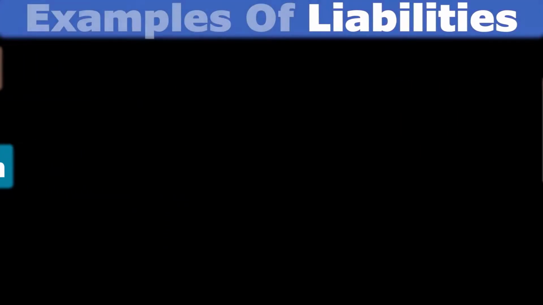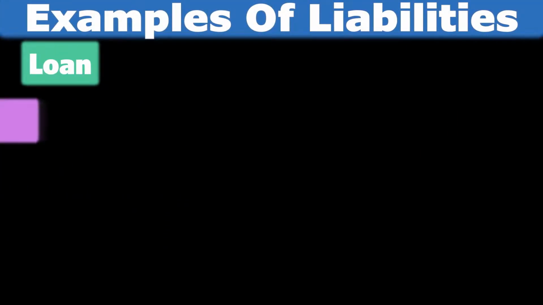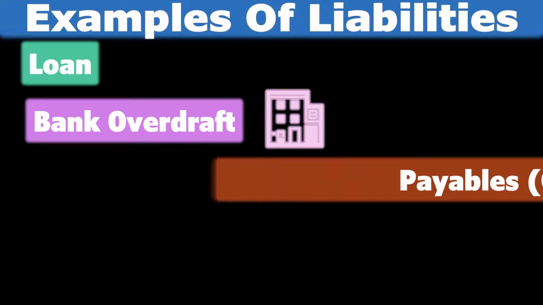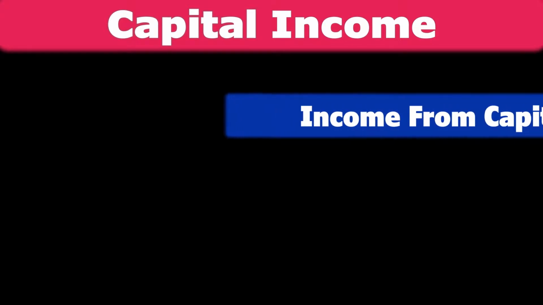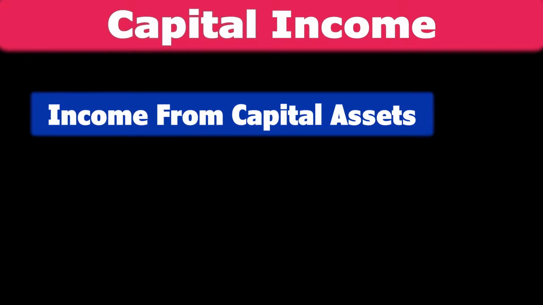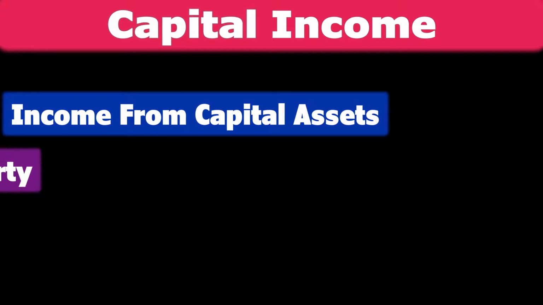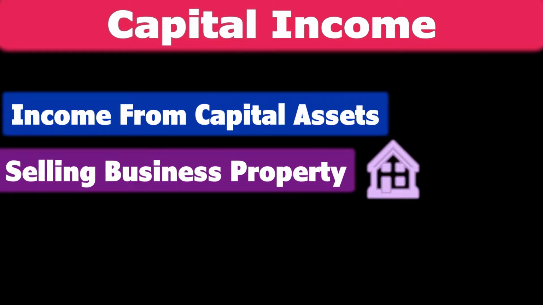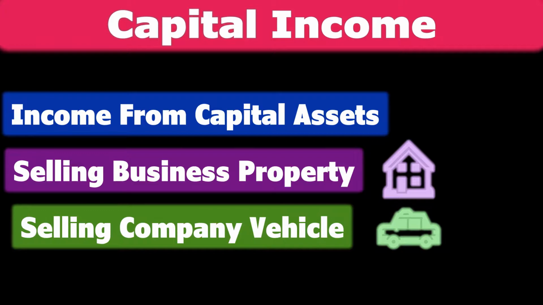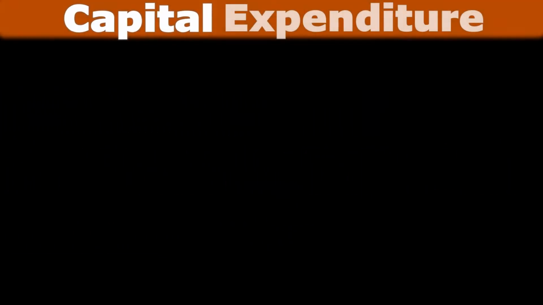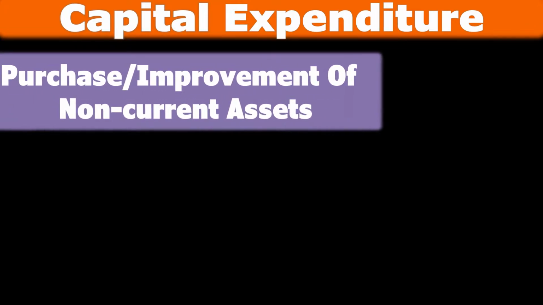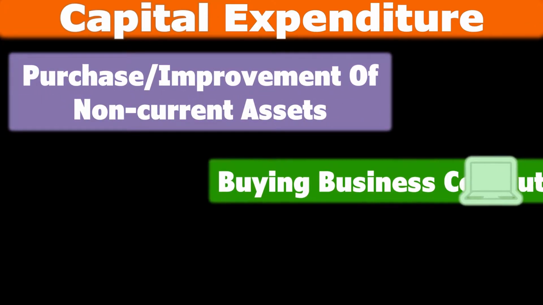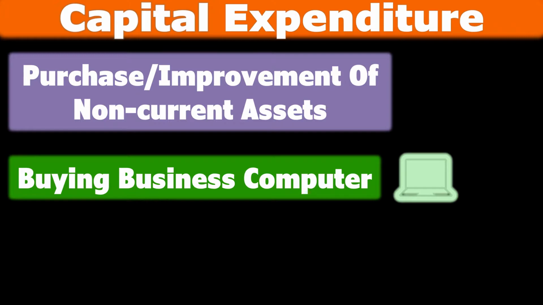Examples of liabilities include a loan, a bank overdraft, and payables, also known as our credit suppliers. Now, let's discuss capital income, which is income from the sale of capital assets of the business, also known as non-current assets. Examples include selling business property and selling the company vehicle. On the other hand, capital expenditure is the purchase of or the improvement of non-current assets. Examples include buying a business computer and fixtures and fittings.